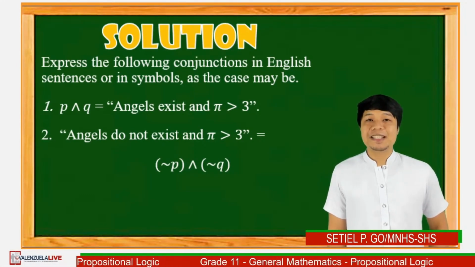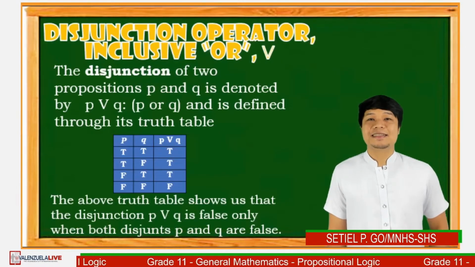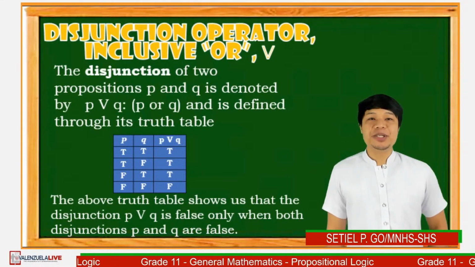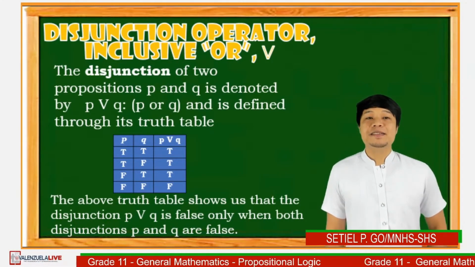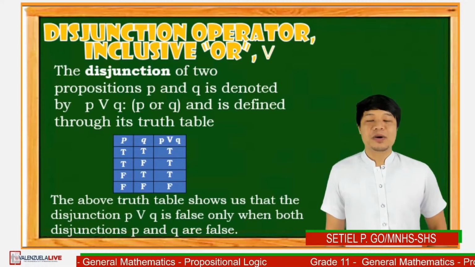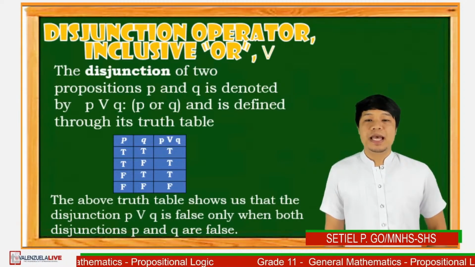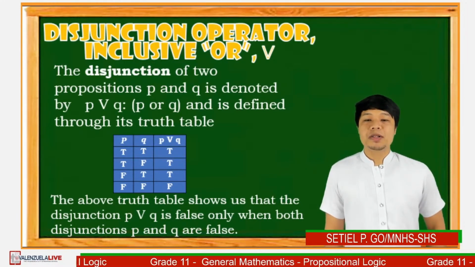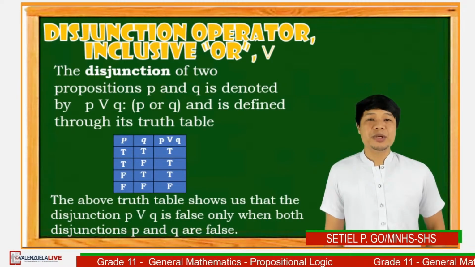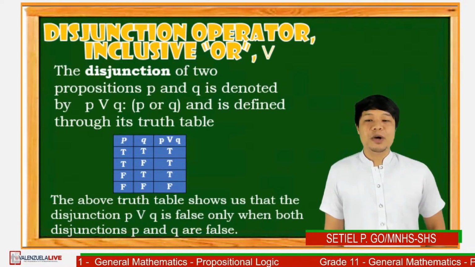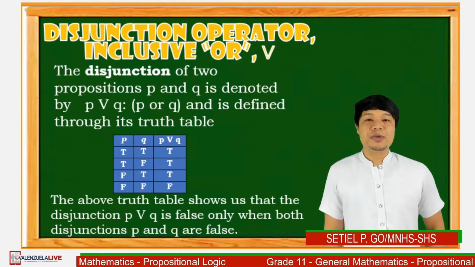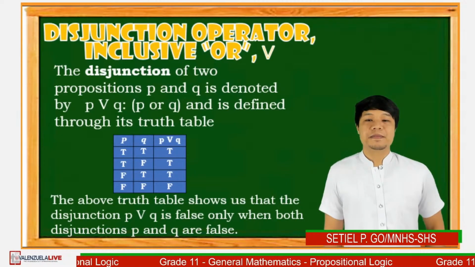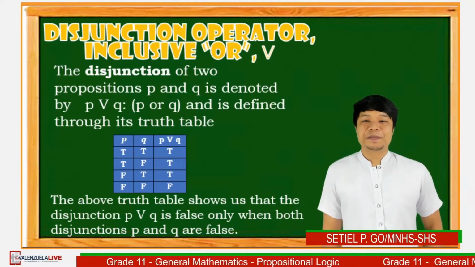So let's proceed to the next binary operator, which is the disjunction operator. The disjunction of two propositions P and Q is denoted by this symbol, or like V, or simply P or Q, and it is defined through its truth table below. The truth table shows that the disjunction of P and Q is false only when both P and Q are false. So you can see on the bottom of the table. Let's proceed to the example.